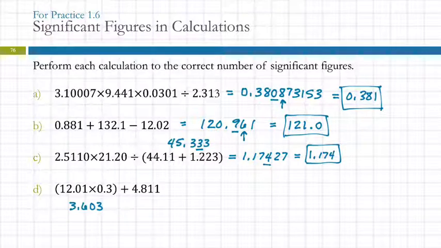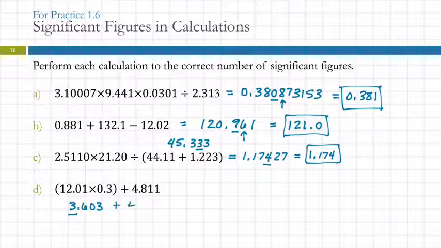Applying Sig Fig rules to multiplication, I'm looking at the fewest number of Sig Figs. How many Sig Figs would this answer have? Not 2. 1. So 0.3, leading zeros, you don't count them. This has 1 Sig Fig, so this would have 1 Sig Fig. I'm not going to round it yet, but that's where the uncertainty is.